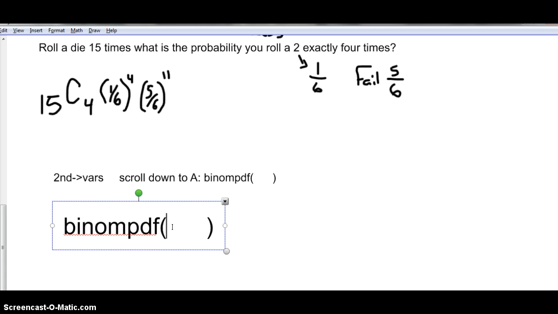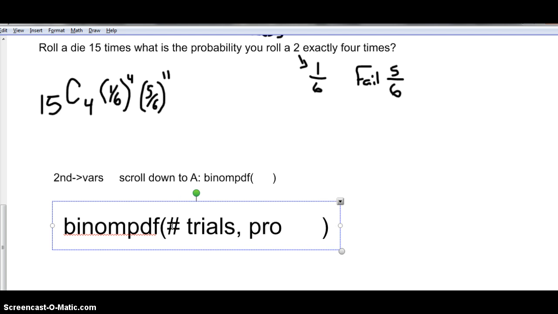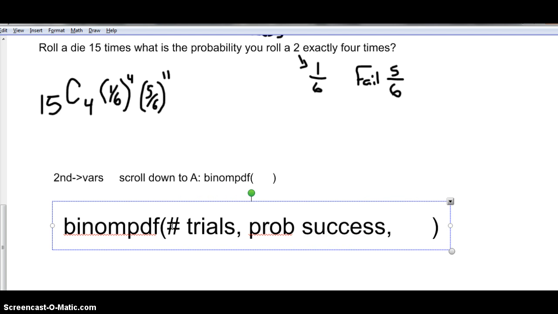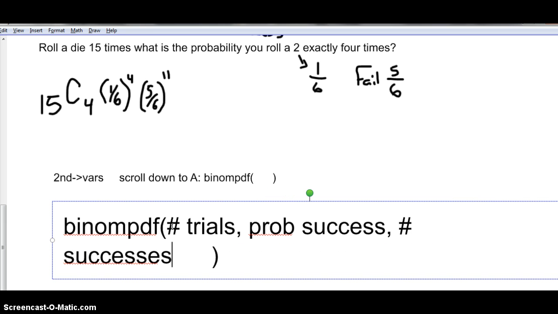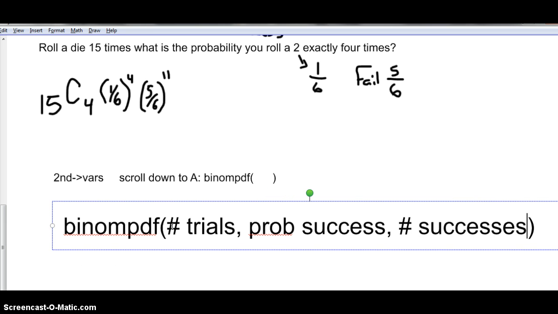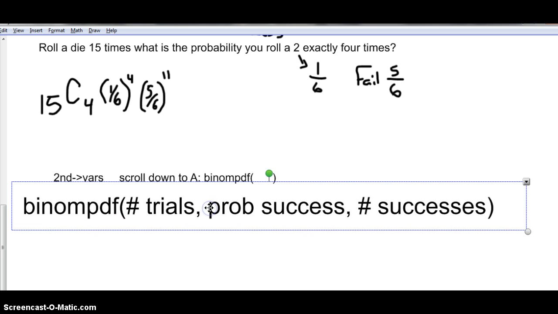First, you're going to enter the number of trials. So the calculator has to know how many times you are going to roll the die. Then you are going to enter the probability of success, and then you're going to enter the number of successes. And that's really everything the calculator needs to figure out the probability of that event.